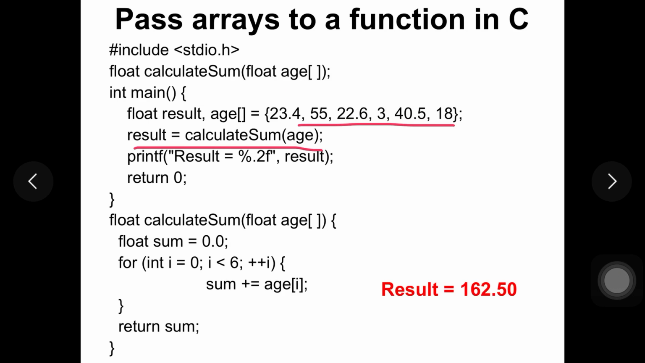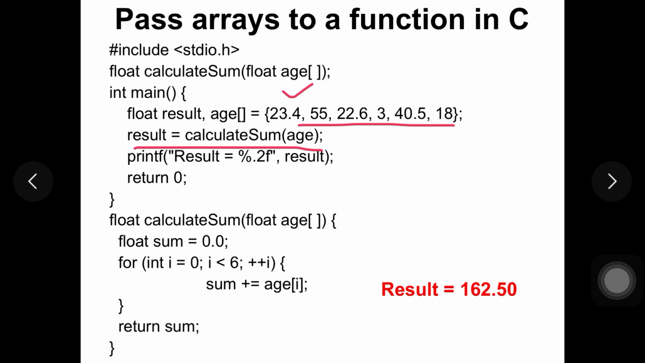If you are passing a particular element from an array, then you use square brackets and the array index to pass that particular value. But here, as we are passing the whole array, you just write the array name as it is, without any square brackets. That's why we have written just age, which means you are passing the whole array here. Now, as the array has many values, it will always take the 0th element first, that is 23.4, so you are passing 23.4 to the function calculate sum.